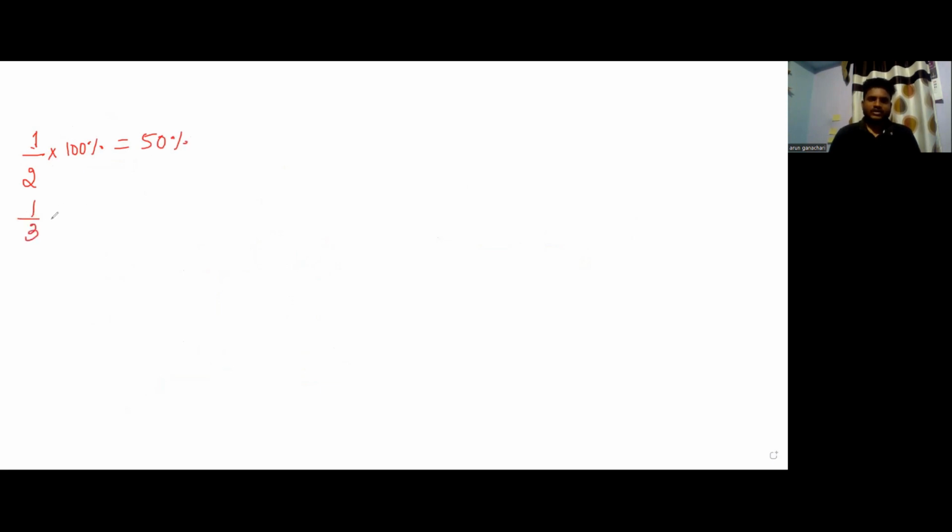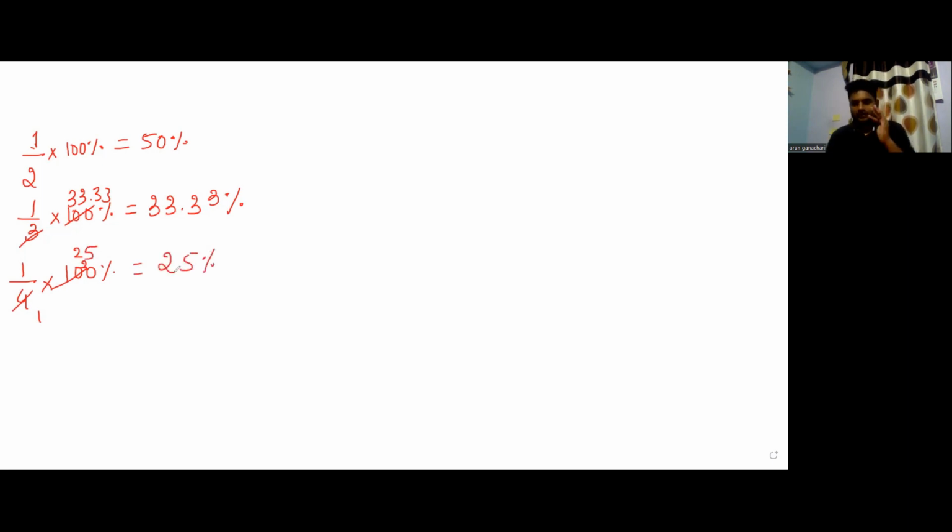Similarly, we'll try to write it for other numbers. 1 by 3 into 100% will be what? 3 ones are 3, 33.33. It is a never-ending recurring decimal, so it will be 33.33%. 1 by 4 into 100%: 4 twos are 8, we are left with 2 remainder, 20, so 25%. Getting this, what we are doing? We'll write it till 30. So what is 1 by 5? 1 by 5 is 20%.